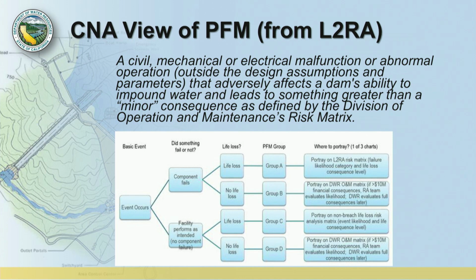That's a malfunction or abnormal operation that adversely affects the dam's ability to impound water and leads to something greater than a minor consequence, as defined by that asset management matrix that we saw earlier with the colorful boxes on it. That's the strategy that the CNA project team has adopted for our analysis.